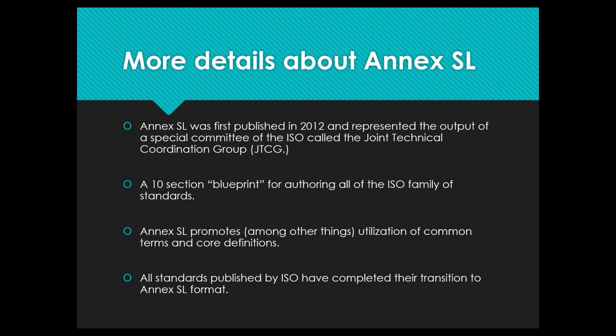Now, all of the standards that are published by ISO have completed their transition to the Annex SL format. Now, there are some standards that are not officially ISO publications where they deviate from this. One good example of that is the ISO 13485 standard. 13485 is not an ISO publication that utilizes Annex SL. That comes from a whole separate set of requirements.